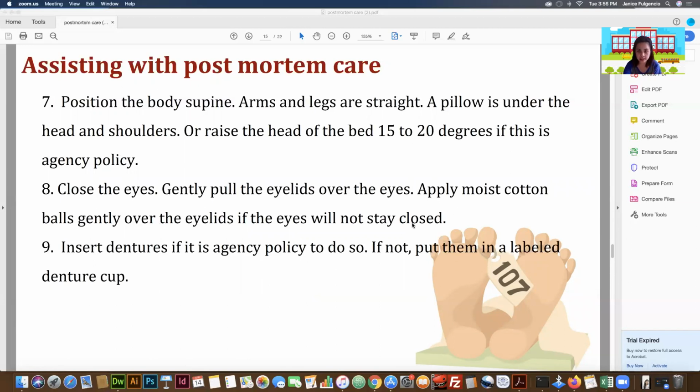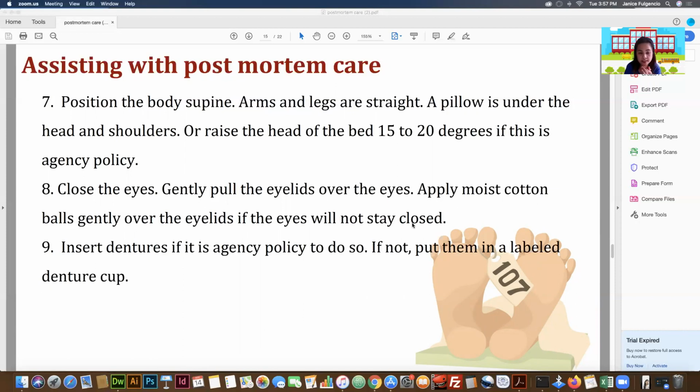Then position the body into supine position. Arms and legs are straight. Pillow is under the head and shoulders, or raise the bed 15 degrees or semi-Fowler's. Then close the eyes of the patient. Gently pull the eyelids over the eyes. Apply moist cotton balls gently over the eyelids if the eyes will not stay closed. Especially if the patient died a long time ago, it's very difficult to close the eyes. So you can put moist cotton balls.